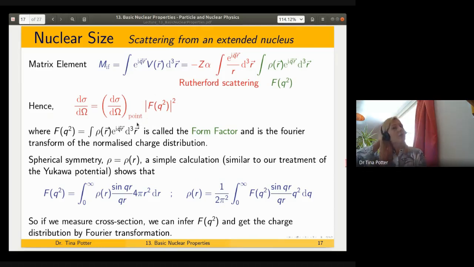So we can actually have a look at this form factor and do a simple calculation using spherical symmetry that allows us to extract the charge distribution as a function of this form factor. So if we measure this differential cross section here, we can find out our form factor and use this to get our charge distribution. And that's what we're interested in. Where are the protons in the nucleus? And this will tell us the size of the nucleus.